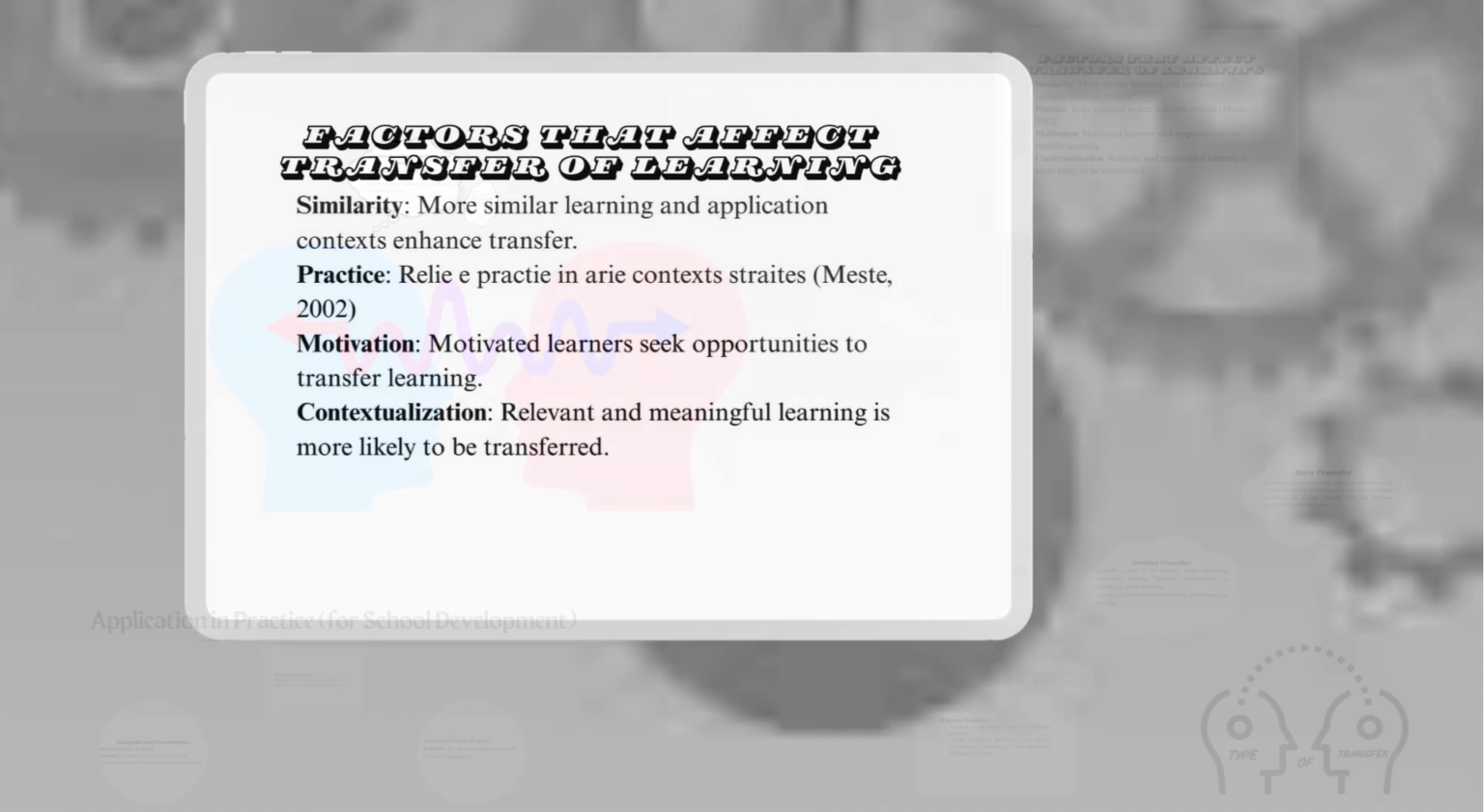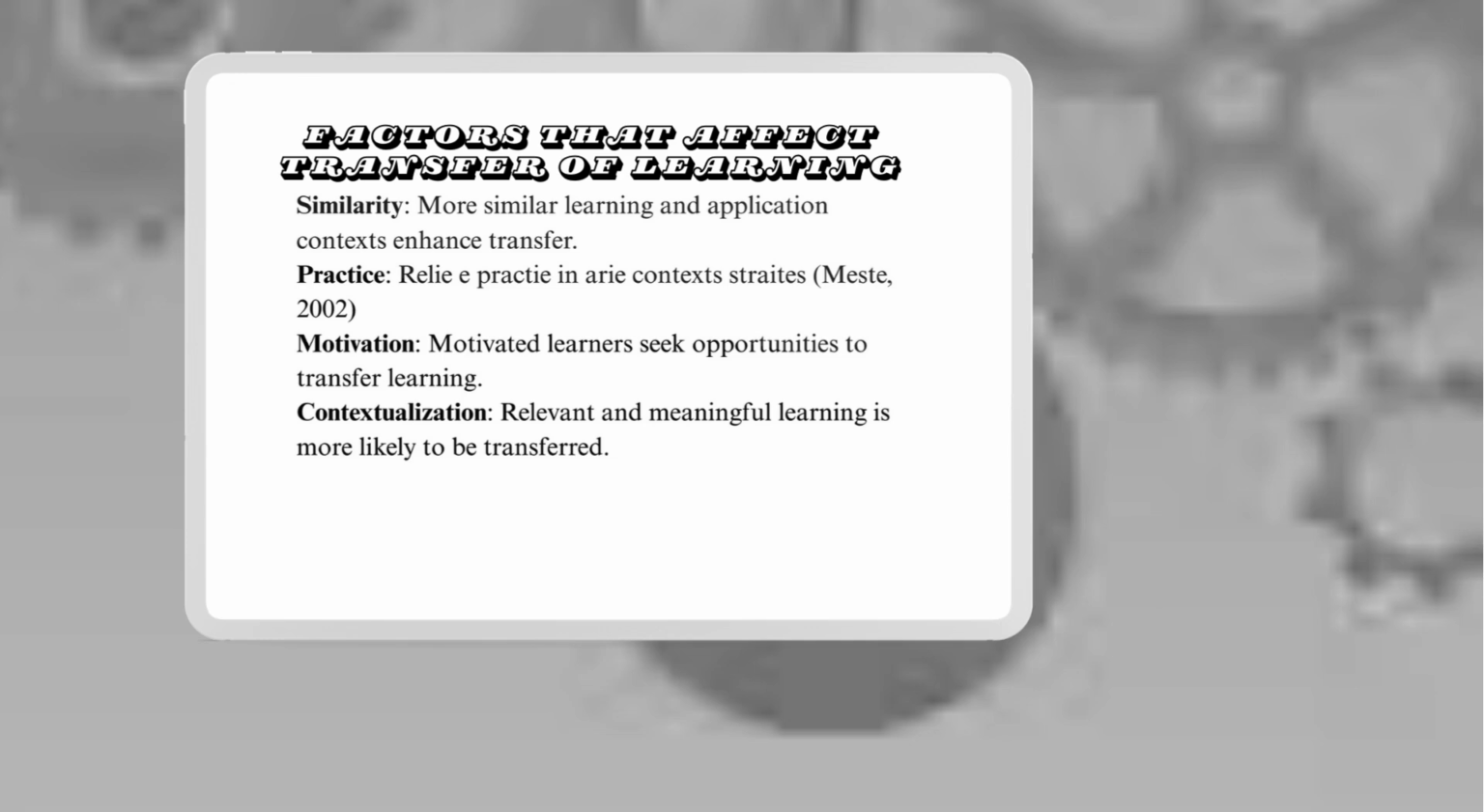Next are the factors that affect transfer of learning. There are also a few things that affect how well we transfer learning. Similarity. More similar learning and application contexts enhance transfer. It means the more similar the two situations are, the easier the transfer. Practice. It means practicing in different situations makes it easier to apply what you know.